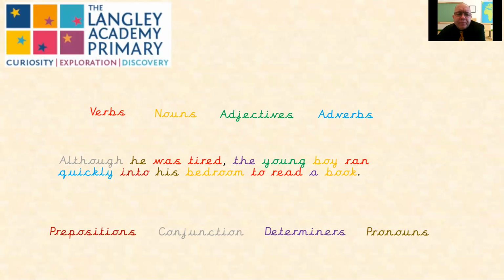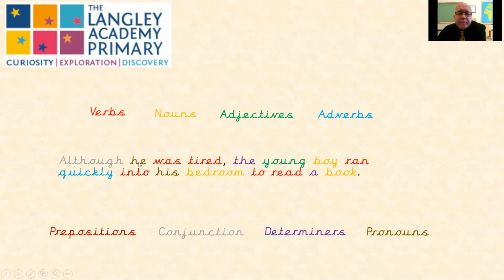So there we are. 8 word classes. And within that sentence, all 8 are represented. And you can see with the color coding where they sit in the sentence. So although, the conjunction, although as we discussed, it's been placed at the beginning of the sentence here, but it could equally be used in the middle to join the two phrases together.